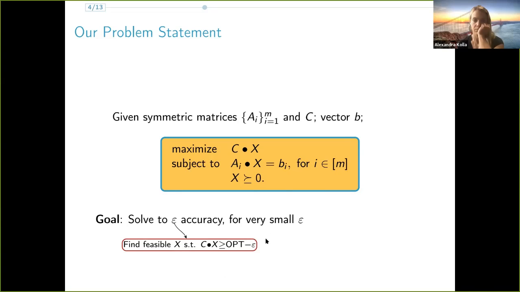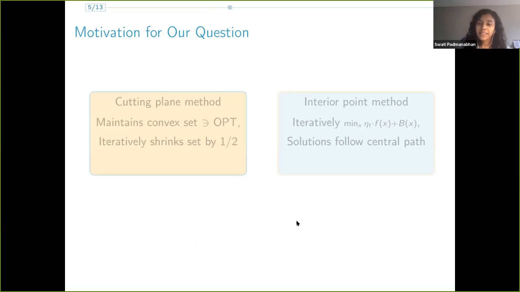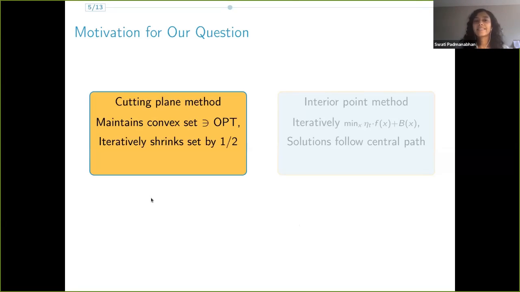So why do we care about this very small epsilon setting? So in this setting, you have two different kinds of algorithms that help you achieve this goal. One is this cutting plane method kind of algorithm. And the way it works is it starts with a convex set that is guaranteed to contain the optimum. And in each iteration, you query an oracle and you cut the convex set by a constant factor, and you slowly zero in on the optimum.